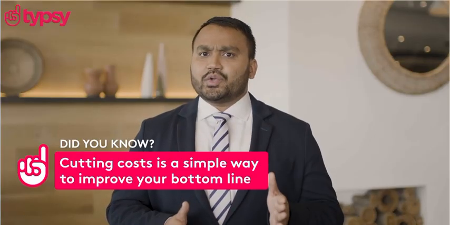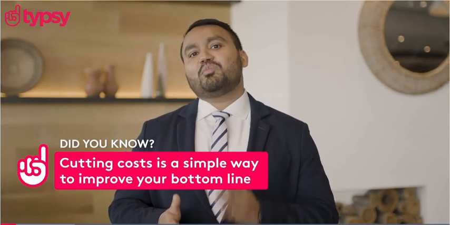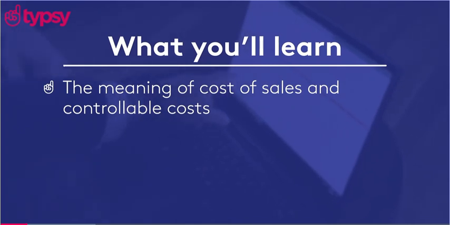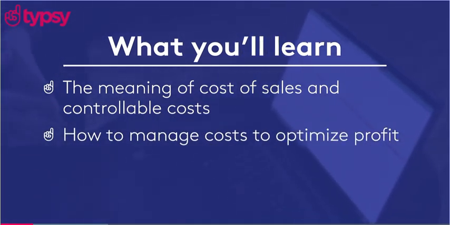So you want to improve profitability. Your first thought might be to try bringing in more revenue. But did you know that cutting costs is actually one of the simplest ways to improve your bottom line? So in this lesson, we will look into two key pillars of increasing profitability: cost of sales and controllable costs. I will guide you through both methods of managing costs and give you a few examples to help you apply those ideas to your own department.